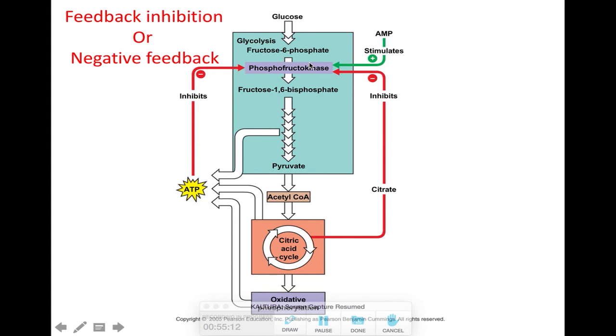So phosphofructokinase, which is an enzyme in glycolysis, is going to be inhibited by ATP or citrate, not and, either this or that will stop the pathway early in the process. These are the products of cellular respiration, hence it is called feedback inhibition or negative feedback.